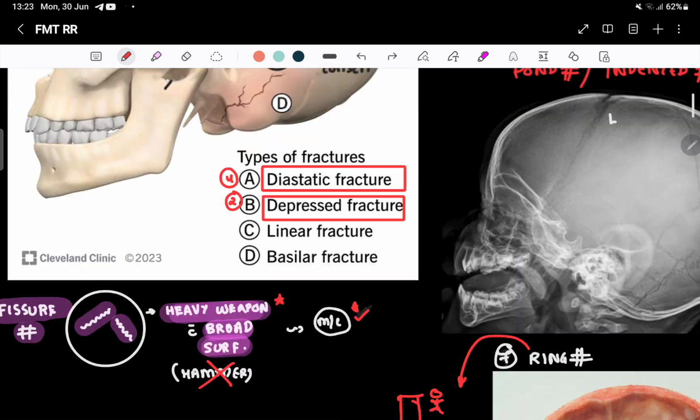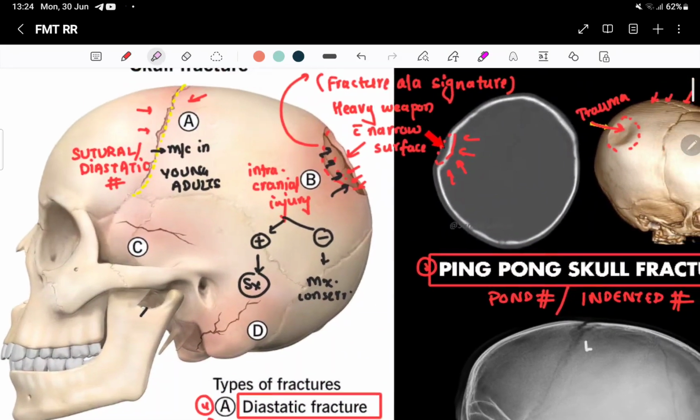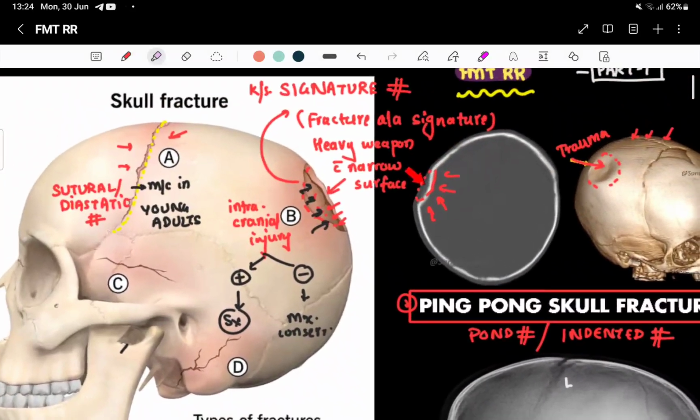Second fracture is a depressed fracture. Okay, depressed fracture, look at this.